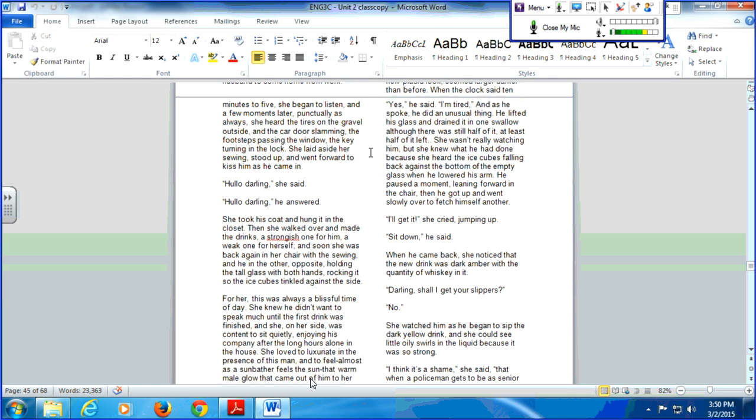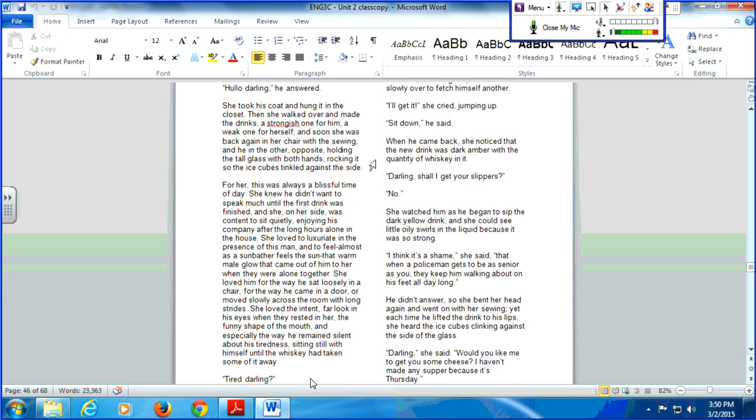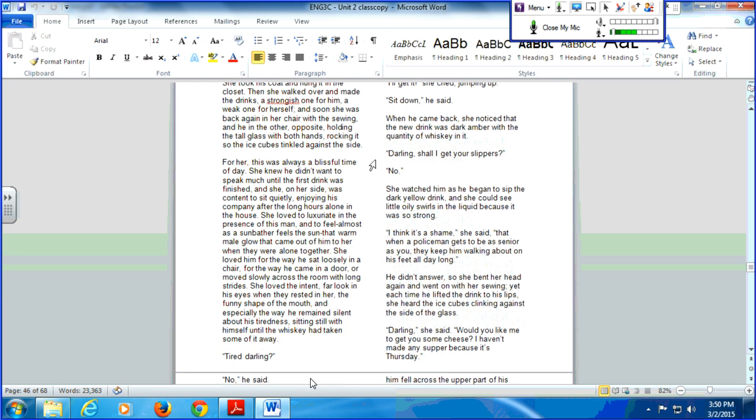"I'll get it," she cried, jumping up. "Sit down," he said. When he came back, she noticed that the new drink was dark amber with a quantity of whiskey in it. "Darling, shall I get your slippers?" "No." She watched him. He began to sip the dark yellow drink, and she could see little oily swirls in the liquid because it was so strong. "I think it's a shame," she said, "that when a policeman gets to be as senior as you, they keep him walking about on his feet all day long."